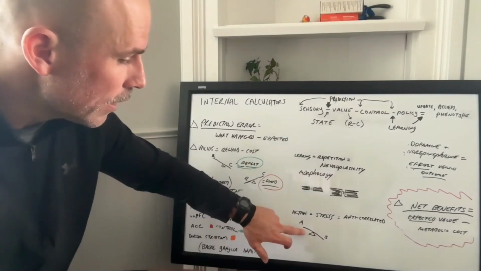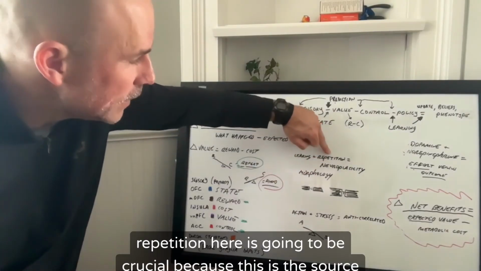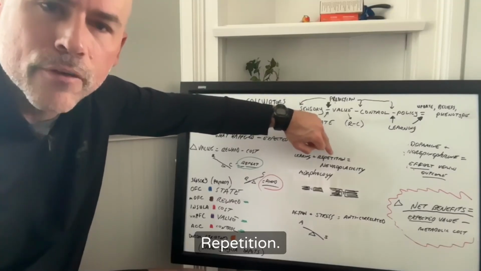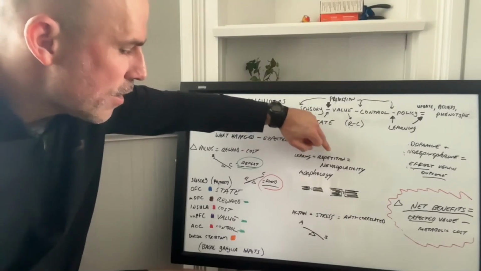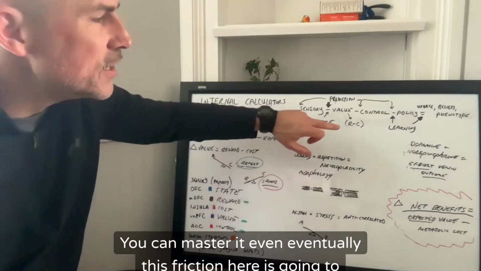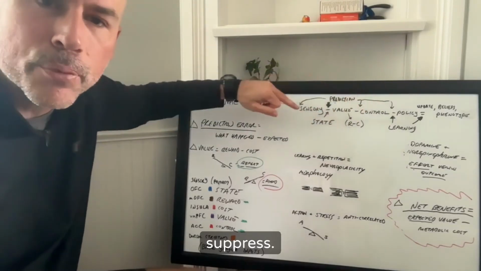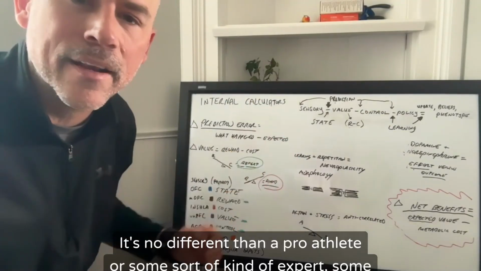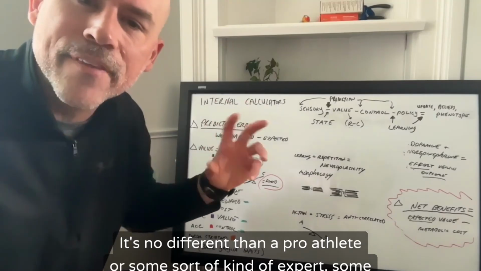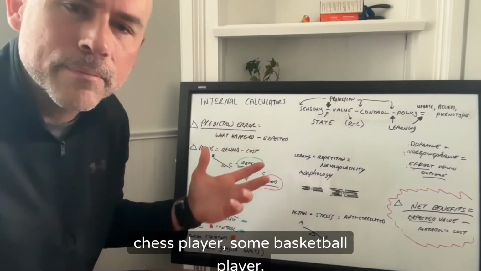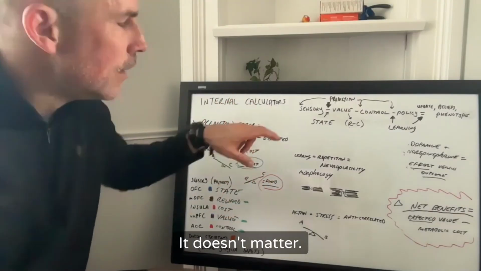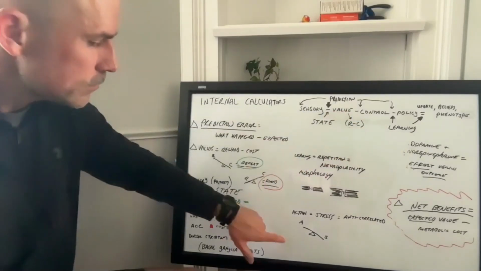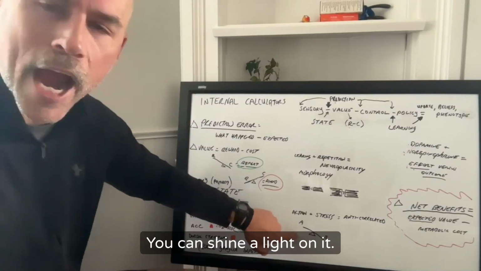So, repetition here is going to be crucial because this is the source of our actions. Repetition. Okay? So you can master it even. Eventually, this friction here is going to suppress, it's going to change. It's no different than a pro athlete or some sort of expert, some chess player, some basketball player. It doesn't matter. They practice to kind of handle this, take control over things. So if you master it, you can shine a light on it.